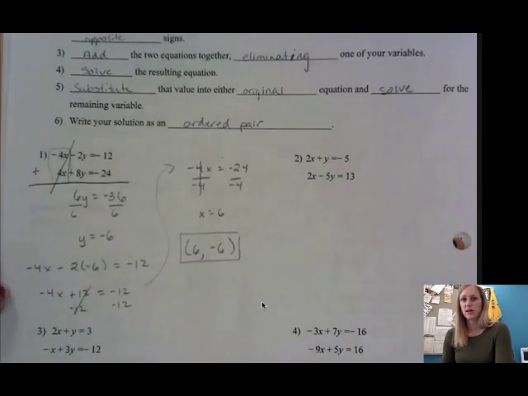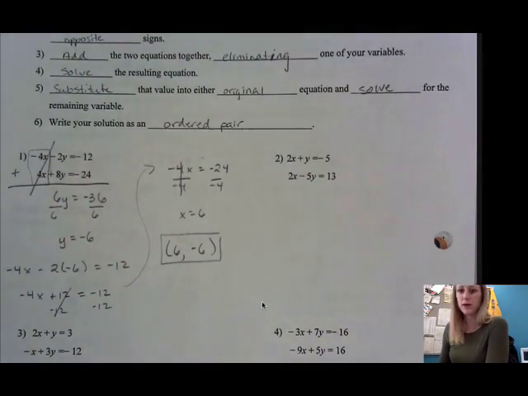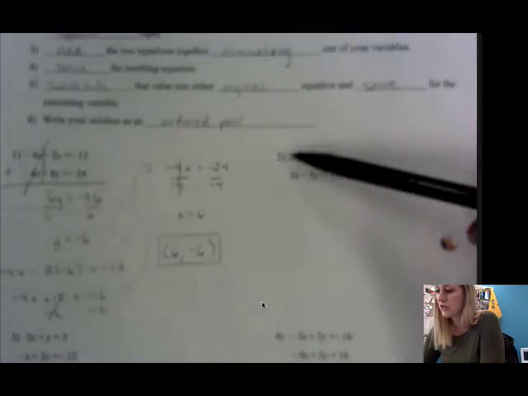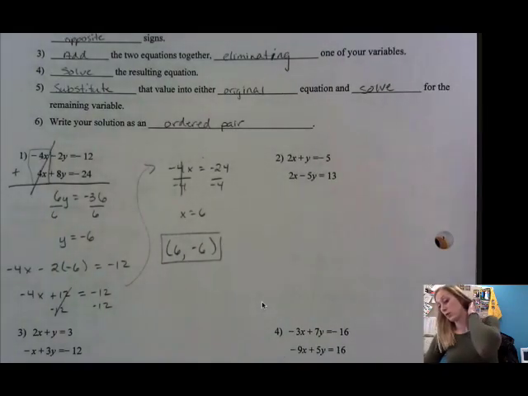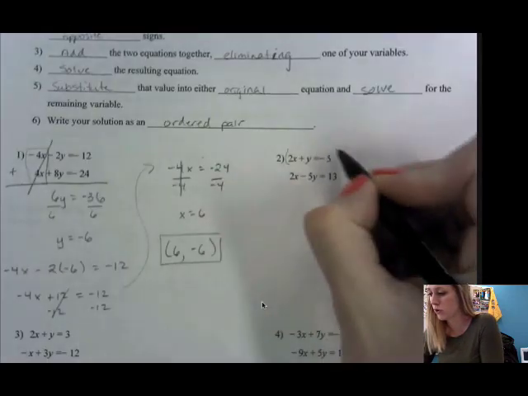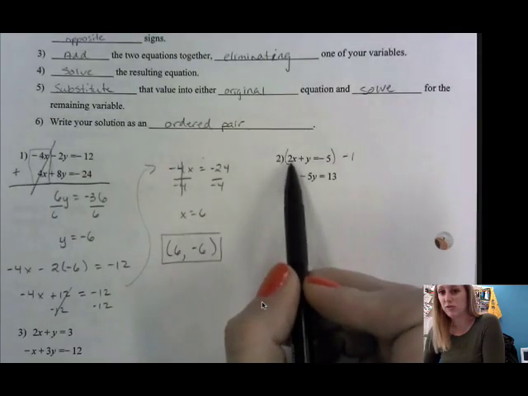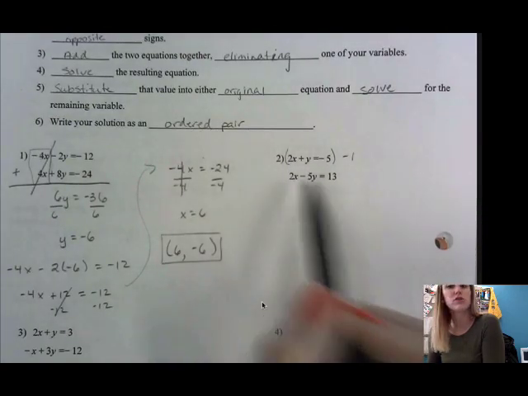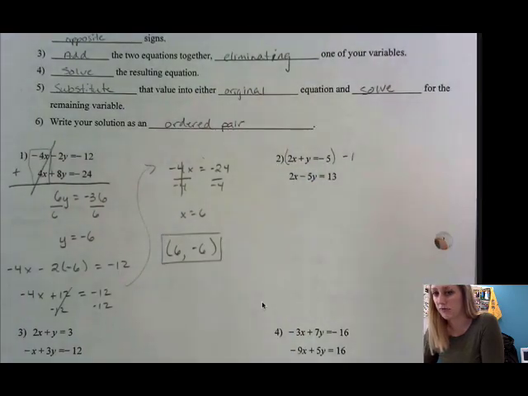All right, okay, let's try number 2. So we want the same number but opposite signs. So this one's really close. They're both 2, but I need one of them to be negative. So I need to multiply one of the equations by negative 1. So it doesn't matter which one. Let's say I just want to multiply the top one. So I want to multiply this whole equation by negative 1 so that this will become a negative 2. And then negative 2 and positive 2 would cancel. But I have to multiply the entire equation by negative 1.